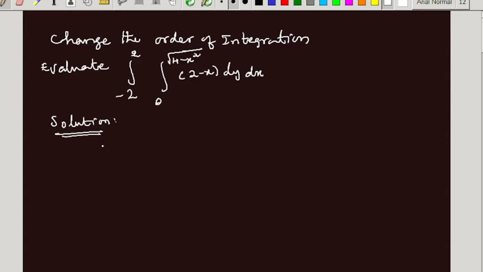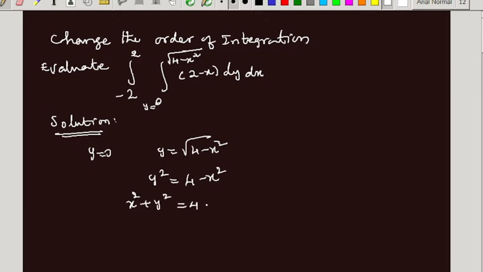Here, y equals 0 is the lower limit and the upper limit of y is square root of 4 minus x square. By squaring this, we can write y square equal to 4 minus x square. Bringing x square to the left hand side, we get x square plus y square equal to 4. So this is nothing but a circle, and here the radius is 2.